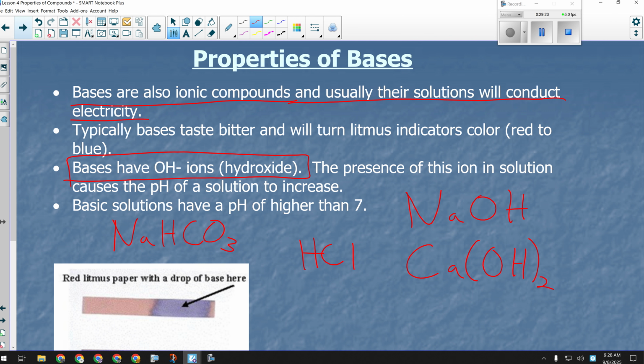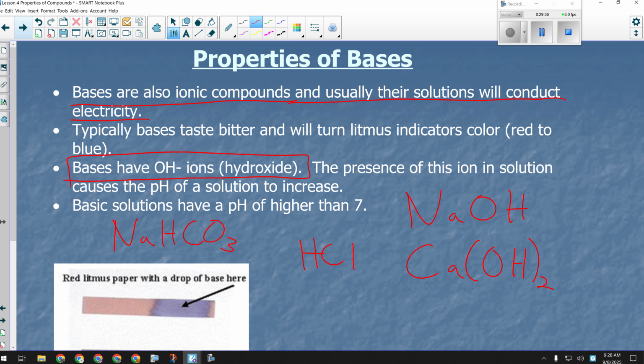So bases, not that we would do this, typically taste bitter. If you've ever tasted baking soda, it's very bitter. If you ever had your mouth washed out with soap as a kid, I don't know if parents still do that, but they did when I was a kid, it tastes bitter. Why? Because it's got lye in it. It's one of the active ingredients in soap. It's a strong base, it tastes bitter, and it helps cut oils on skin. That's why we use it. All right, questions on bases.